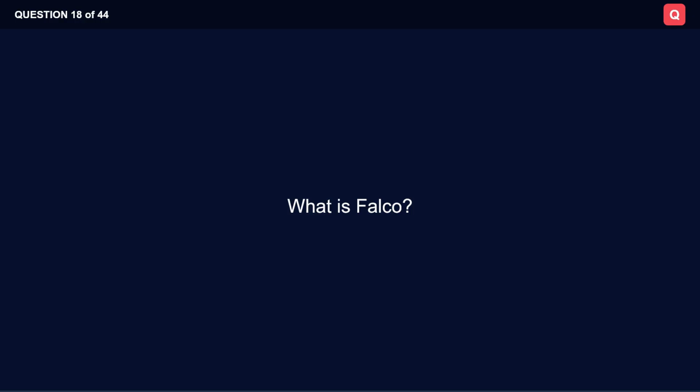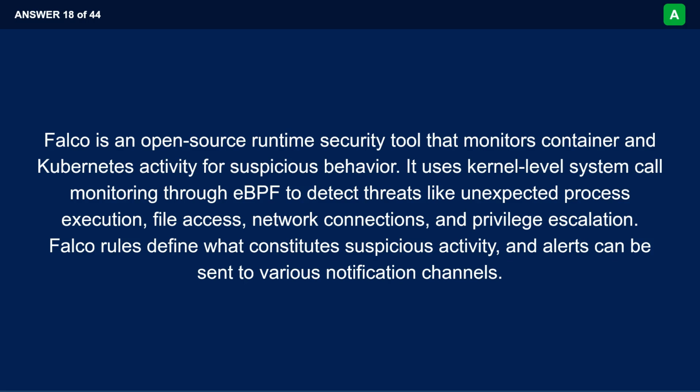What is Falco? Falco is an open-source runtime security tool that monitors container and Kubernetes activity for suspicious behavior. It uses kernel-level system call monitoring through eBPF to detect threats like unexpected process execution, file access, network connections, and privilege escalation. Falco rules define what constitutes suspicious activity, and alerts can be sent to various notification channels.